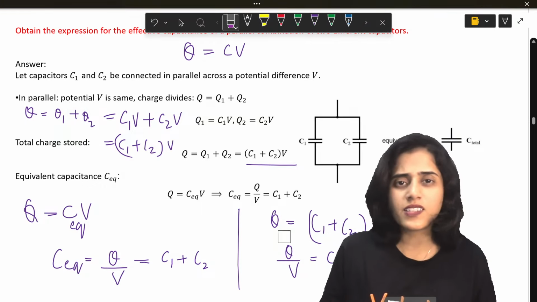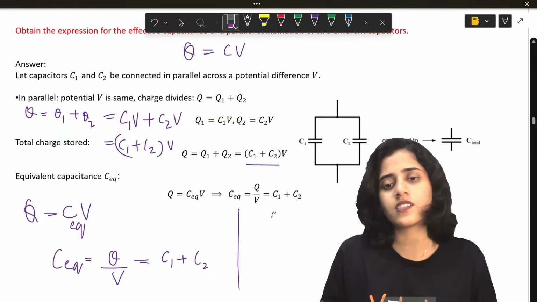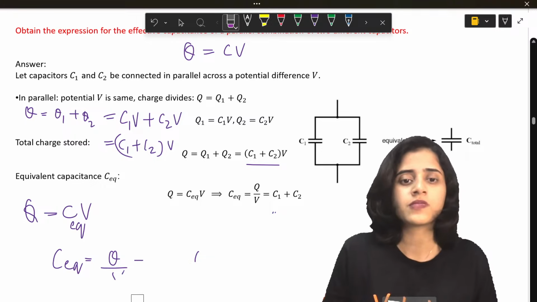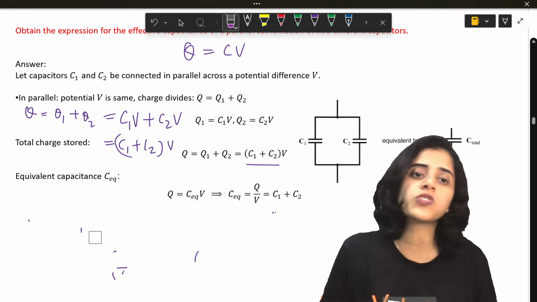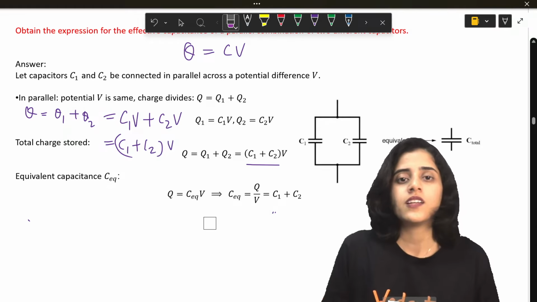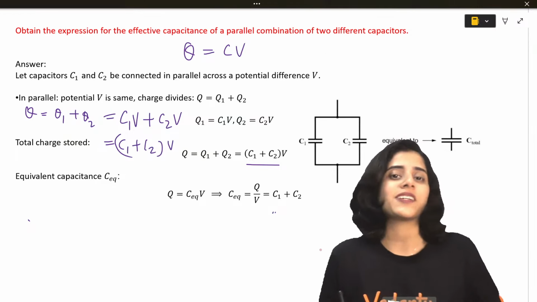These are all easy derivations. And one of these will definitely come. I don't know which one will come, but one of these will definitely come. So let's just hope all of these come.